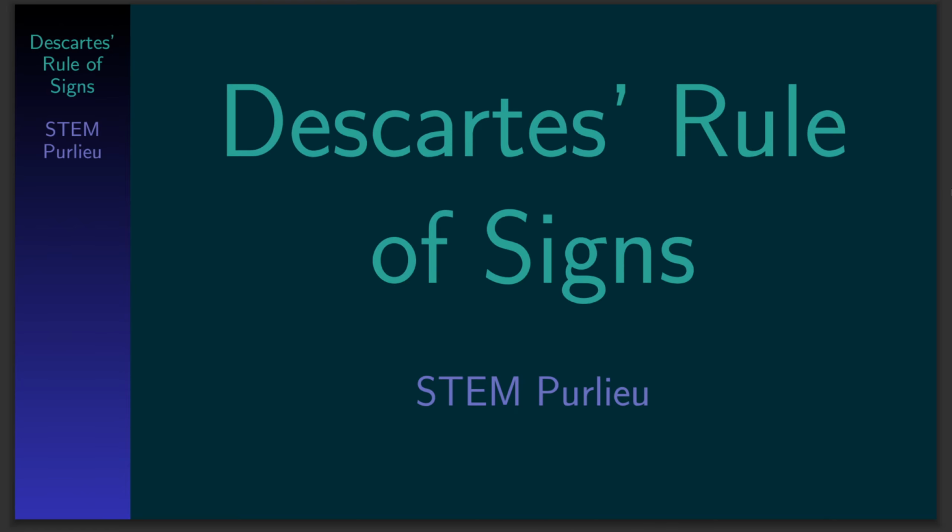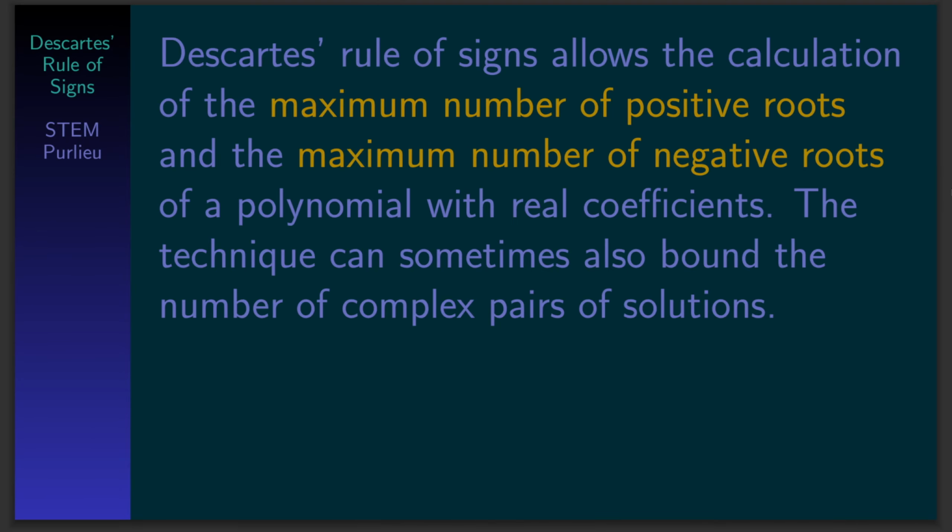Descartes' rule of signs. Descartes' rule of signs allows the calculation of the maximum number of positive roots and the maximum number of negative roots of a polynomial with real coefficients. The technique can also sometimes bound the number of complex pairs of solutions because each one of the solutions must be either positive, negative, or complex.